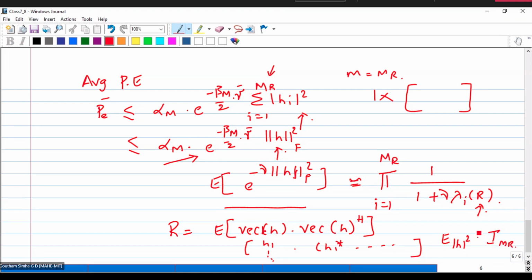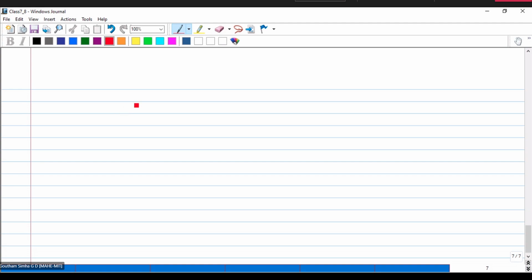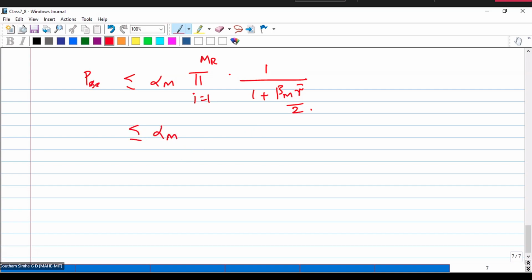This is nothing but eigenvalues would add up and give you the value 1. Now, what does it mean? It means this PEP, PSE or whatever is less than or equal to alpha m into the product over i equal to 1 to Mr of 1 by 1 plus beta m gamma bar by 2. Now that is less than or equal to alpha m times 1 by 1 plus beta m gamma bar by 2.